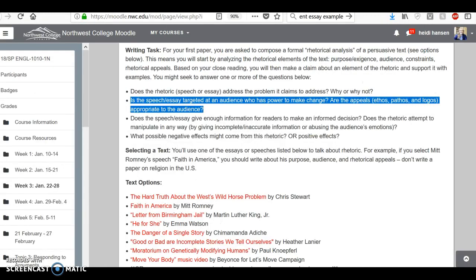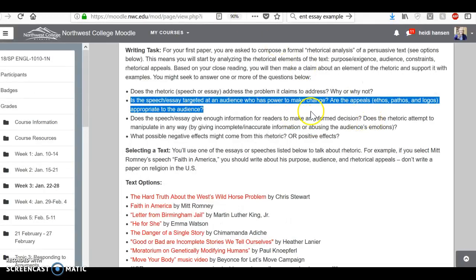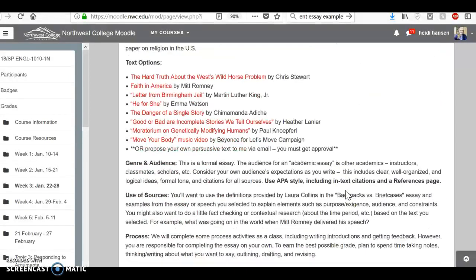But if I were to make a claim, then I would say either that the author, Chris Stewart, chose an effective publication to reach his target audience, and he used many logical appeals as well as appeals to his own character to persuade that audience.